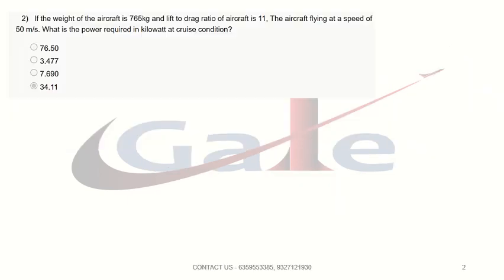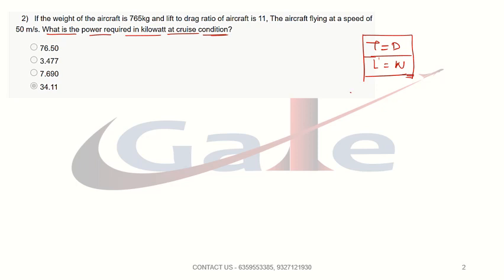Now if you see this question, this is just a modification of that question. They are asking the same question: what is the power required in kilowatt at cruise condition? Again, we know that in a cruise condition, in a steady state level condition, thrust equals drag, and lift force. So what are these? These are nothing but aerodynamic forces, which are acting on the aerodynamic center, right?